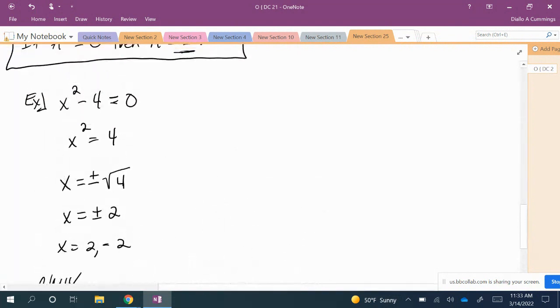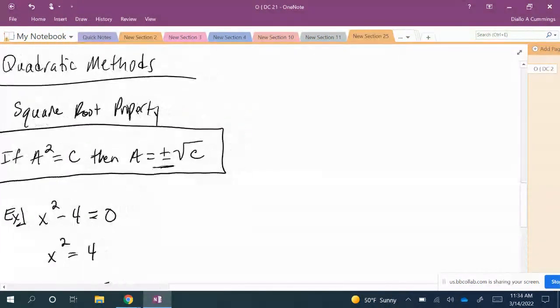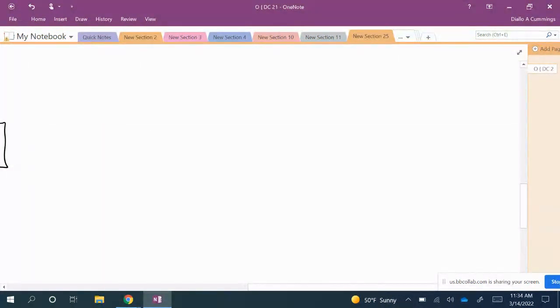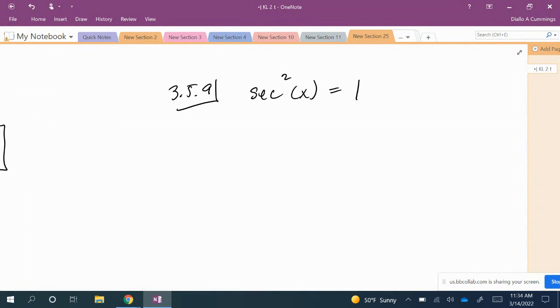So let's take a look at a trig example, using this quadratic method. So I believe this is similar to number 9, and it is secant squared x is equal to 1. All right. So we have secant squared x is equal to 1. So notice it's in fact a quadratic equation, because the largest power is a square. So we're going to use a quadratic method.